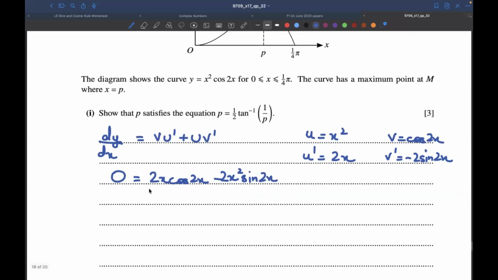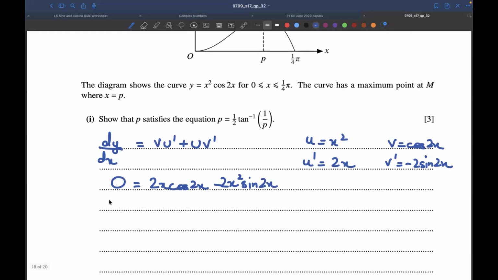Now, solving it, we'll bring 2x squared sine 2x to the left hand side. So we'll have 2x squared sine of 2x equals 2x cos of 2x. And now, as we have to satisfy the equation, p basically represents x over here. So this 2 and 2 will cancel out, and we have x remaining over here and an x squared over here. So x squared and x will cancel out.